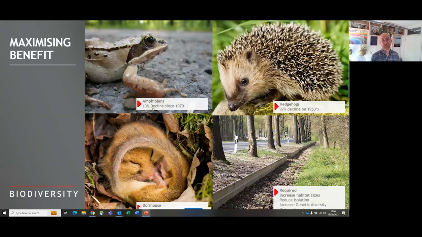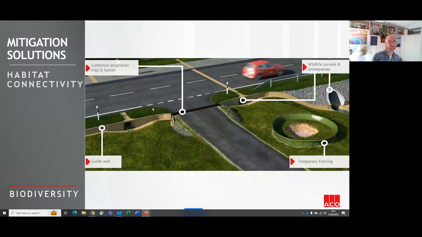And with a good design, a SuDS feature can provide adequate shelter, food, foraging, and breeding opportunities for a variety of wildlife species, including plants, amphibians, invertebrates, bats, birds, and also mammals. So it's key to make sure that you design the other three and make sure your plant is correct, which I'll go into in a minute. But SuDS schemes, where possible, have to link with each other.